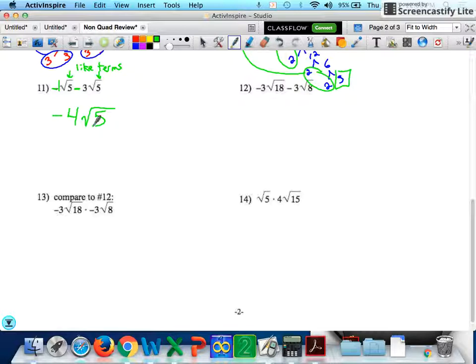Okay, so you combine it just like it was a variable, just like those square root of 5s, just like x's or y's or something like that. You just work with the numbers out front. Okay?